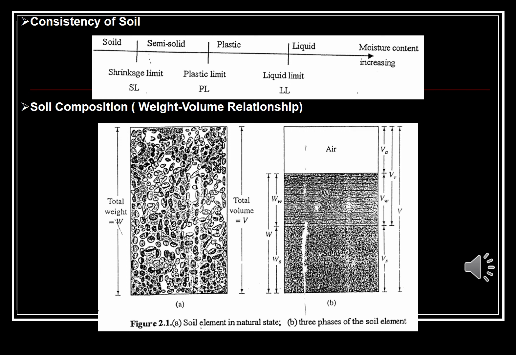So the soil to the weight, the soil composition diagram, you can see the weight of the soil, and also the volume of the soil, volume of the water, and the volume of the air, you can see in the soil's composition. So A is a soil element in natural state, and B is a three phase of the soil elements.